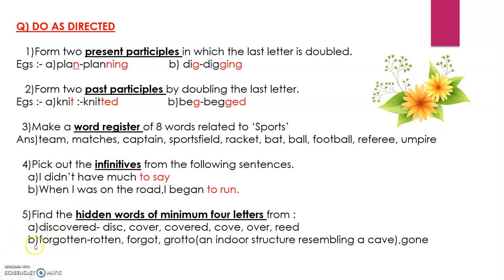Okay? Now the another word is given there, forgotten. Now this is a little easy. So you can put rotten. Okay? Words which are there, all the letters are there from this word only. Okay? Rotten, forgot, grotto. Grotto, I have written here grotto. Grotto is an inner structure resembling a cave. I just wrote the meaning, so that you can learn a new word. Okay? Grotto. And then you have gone.